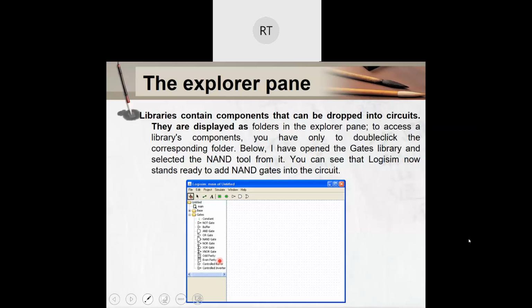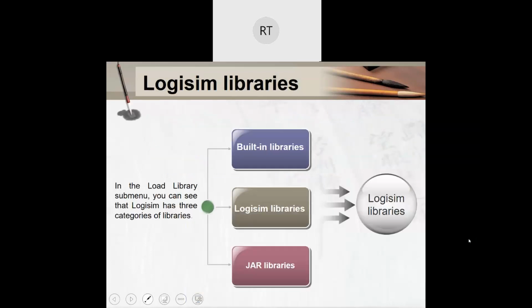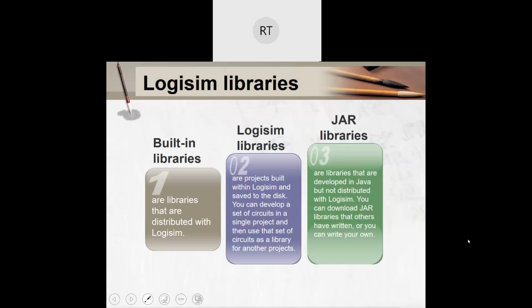I continue with this. So you have built-in libraries that you have to download, as I said, while you are downloading Logisim. You have the Logisim libraries, all of these, and now, of course, we have additional libraries that you could have seen yesterday while you were downloading. So they are libraries that are distributed with Logisim. We call them built-in, okay?